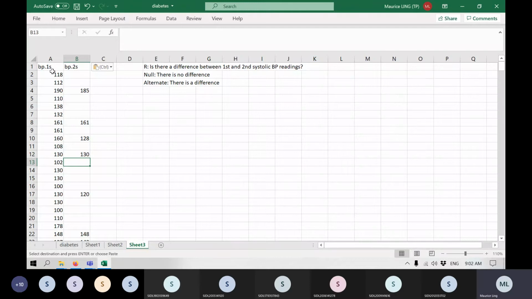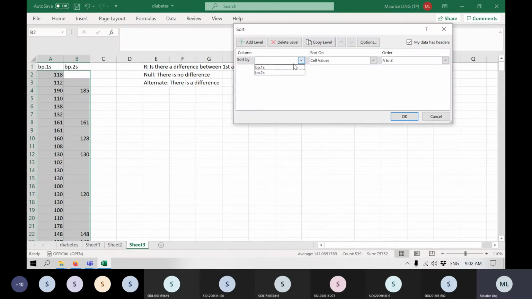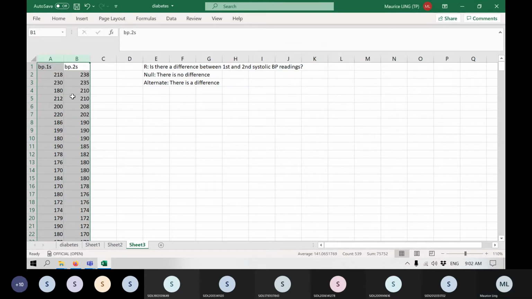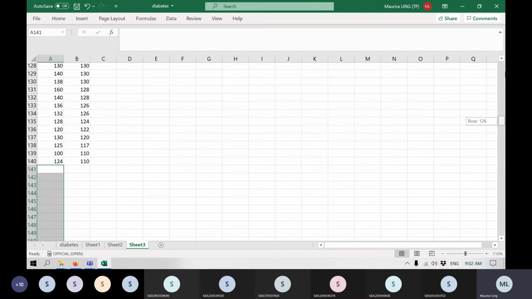I would not want to remove them one at a time. So what I will do is highlight the two columns, go to data, sort, and sort based on the second systolic blood pressure from largest to smallest. When I sorted, I go to the end of the second blood pressure, and this is where only the first blood pressure exists. I delete those, so I'm done with it.